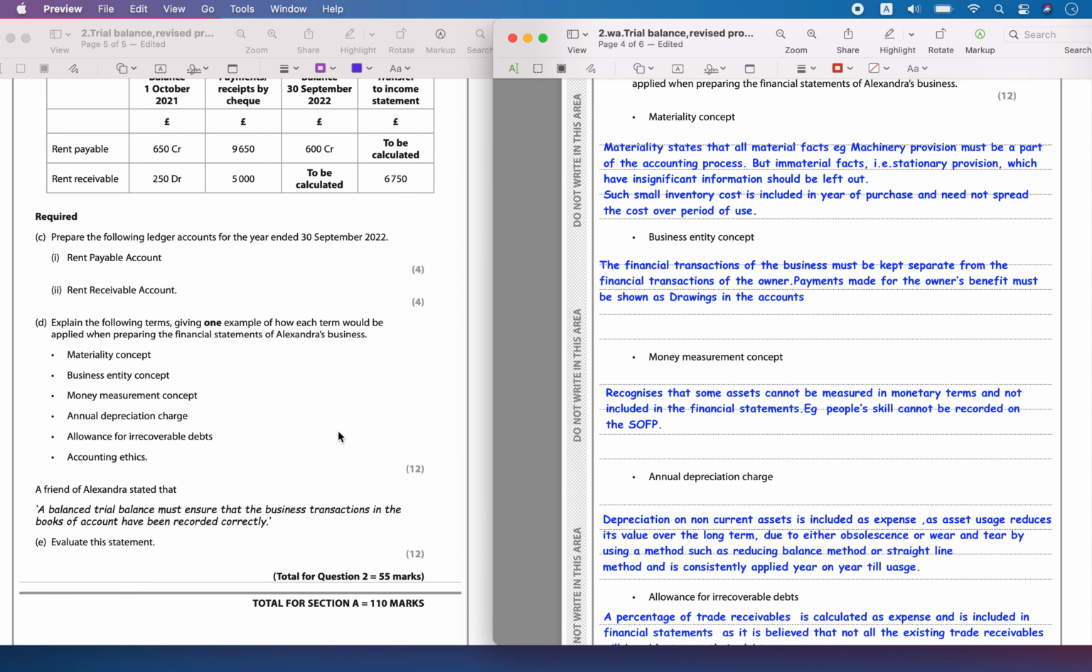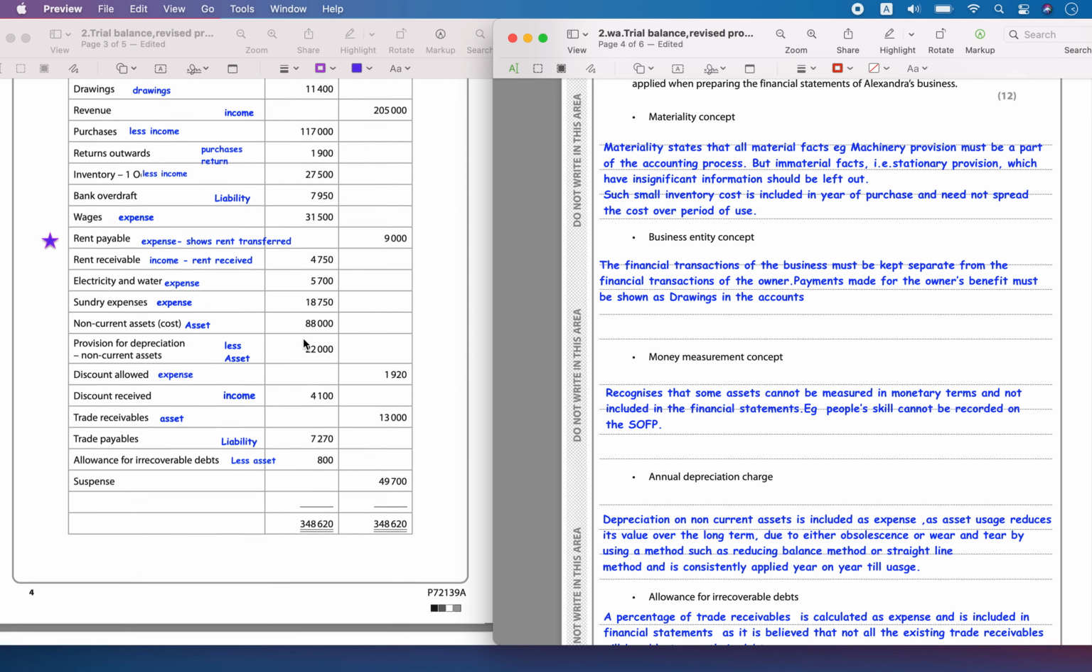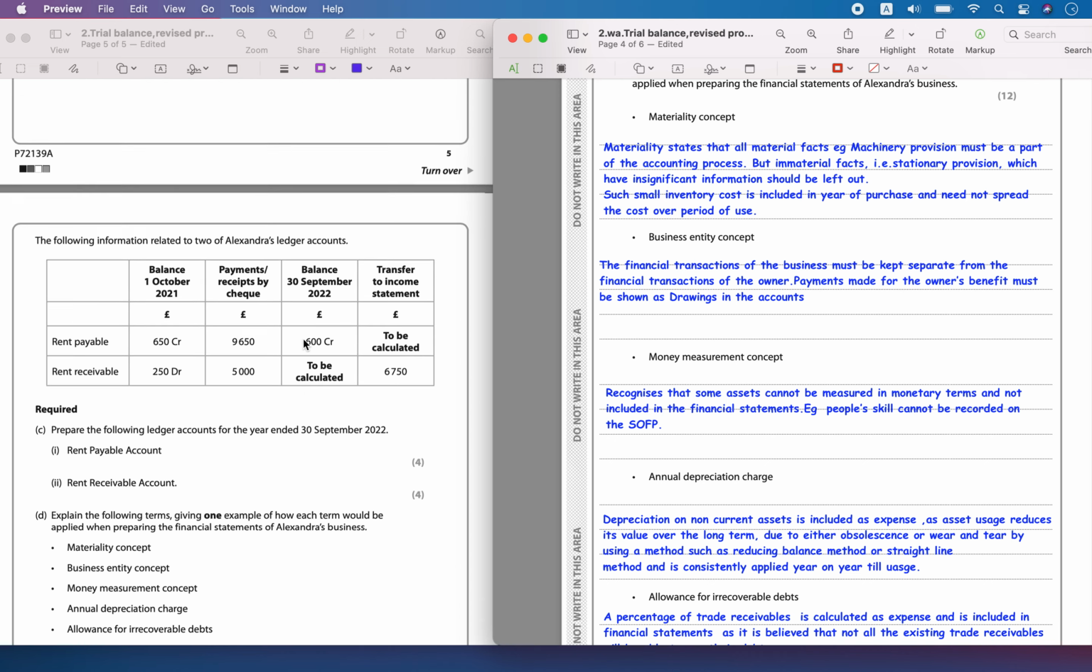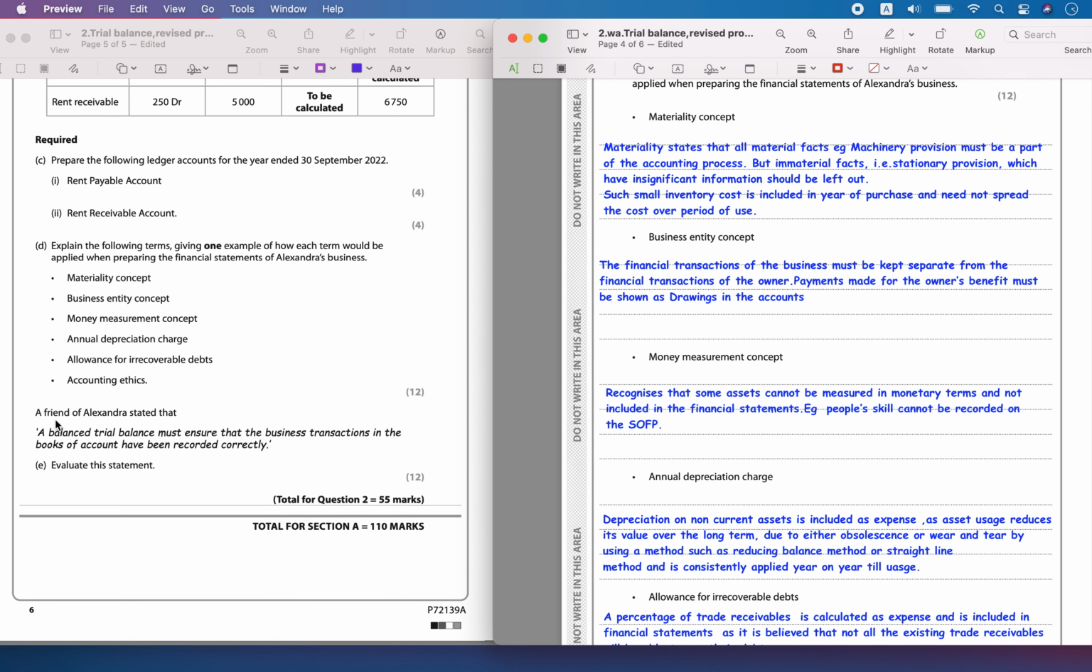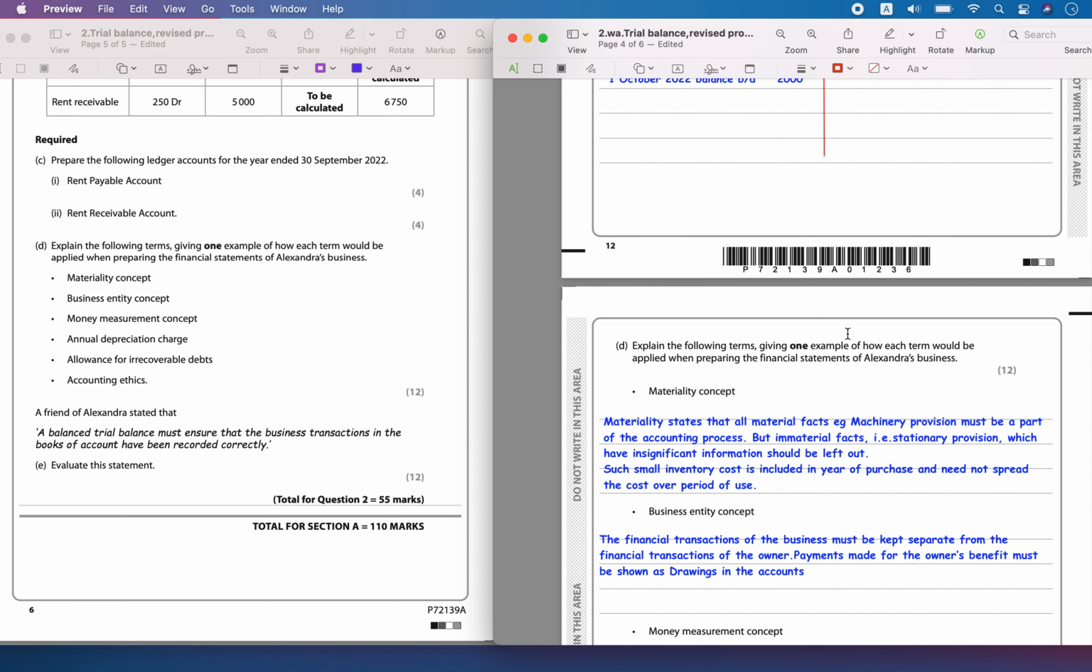Hello, today we are going to solve October 2022 paper question number 2. Okay, question number 2, and this is the part D of the question. Explain the following terms, giving one example of how each term would be applied when preparing the financial statements of Alexandra's business.